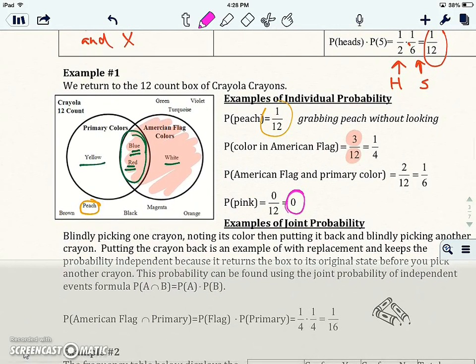Okay, examples of joint probability. Notice here that it said and, but it was only one crayon. So it had 2 characteristics. It was primary color and American flag color, but it was only one crayon. Here now for joint probability, it could be 2 crayons. That's the difference.